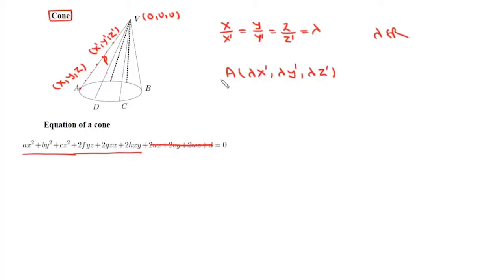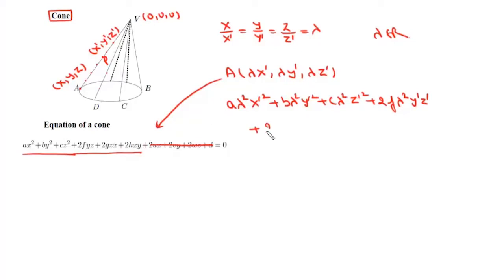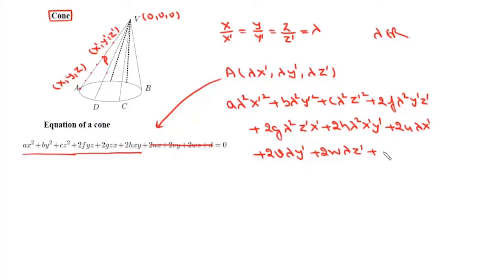Now this point A will lie on the cone. If we put the value of x, y and z, then we can write this equation as a lambda² x'² + b lambda² y'² + c lambda² z'² + 2f lambda² y'z' + 2g lambda² z'x' + 2h lambda² x'y' + 2u lambda x' + 2v lambda y' + 2w lambda z' + d = 0.